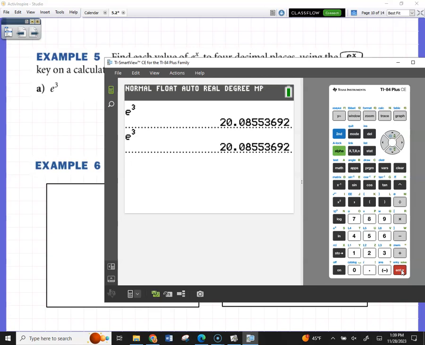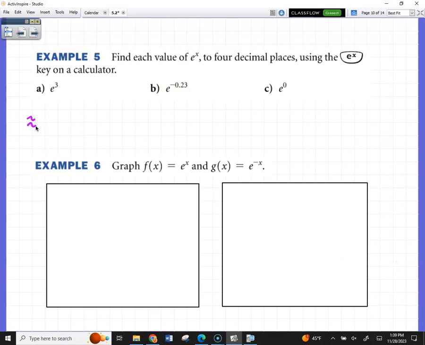They are inverses. Natural log and E are inverse functions, which we are going to get into with 5.3, I believe. So we're going to round this to the nearest 10,000ths. That means check the fifth number. And it is definitely not enough, so this is approximately 20.0855.